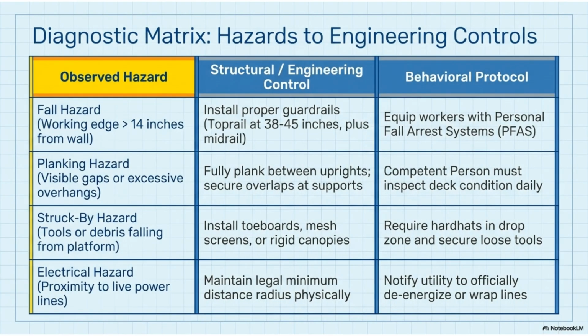To mitigate hazards, structural and engineering controls are paired with behavioral protocols. For example, a fall hazard is managed with guardrails and personal fall arrest systems. Planking hazards require full decking and daily inspection by a competent person.